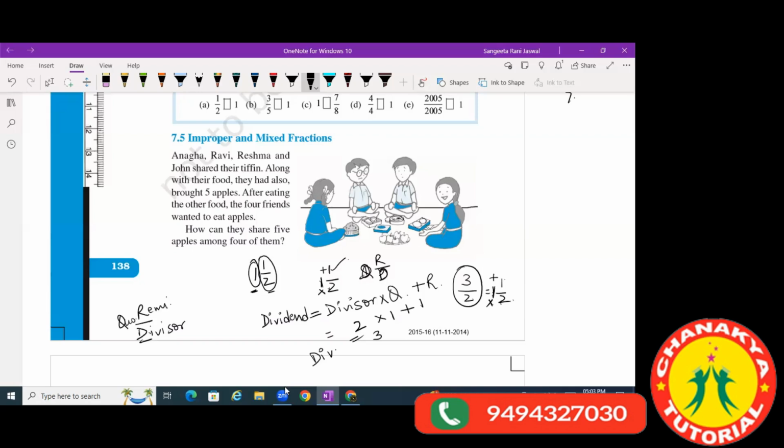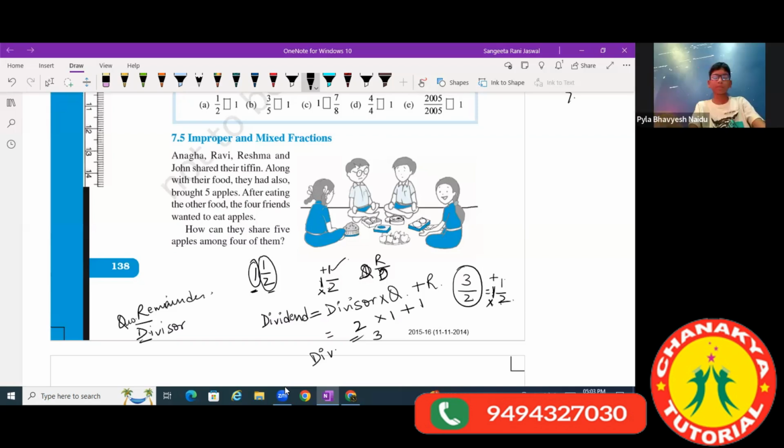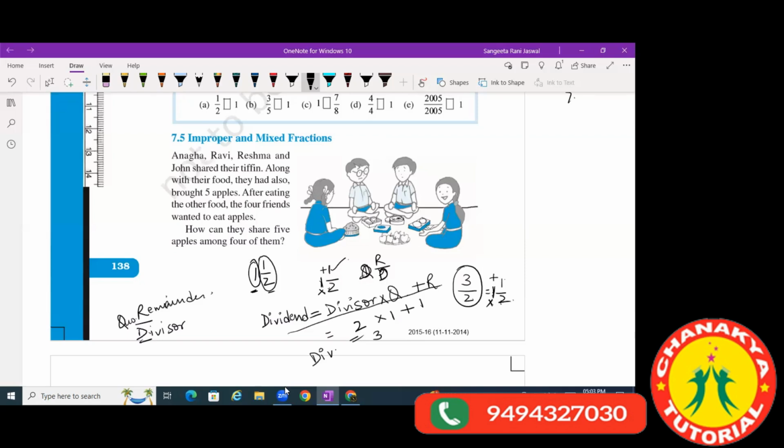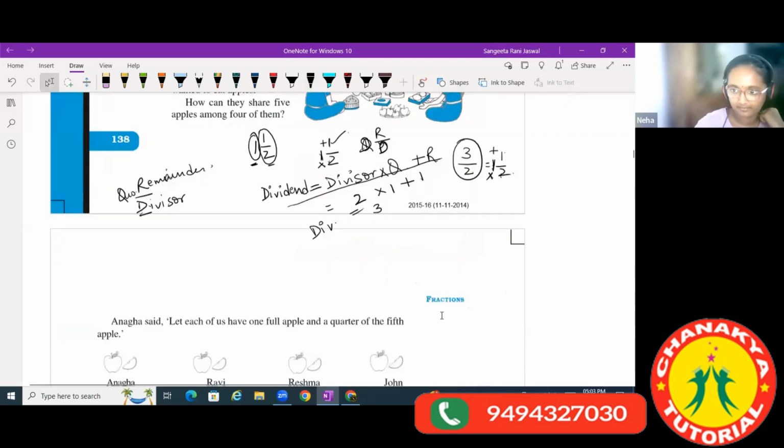You understood this? Yes, ma'am. You have already studied this in your junior class also, when you first started studying division. You must have studied how you get a dividend. So that's the same thing.